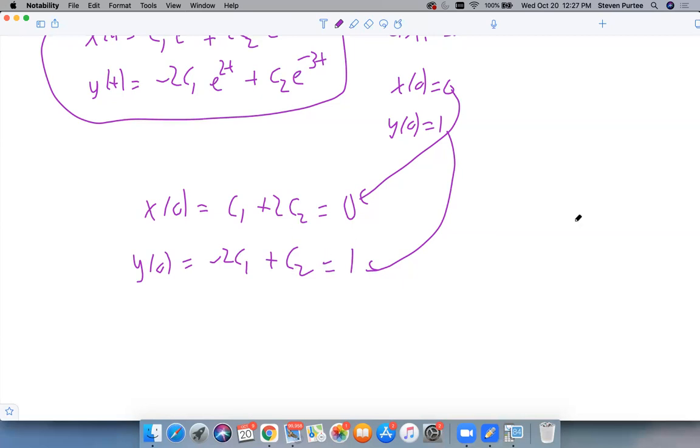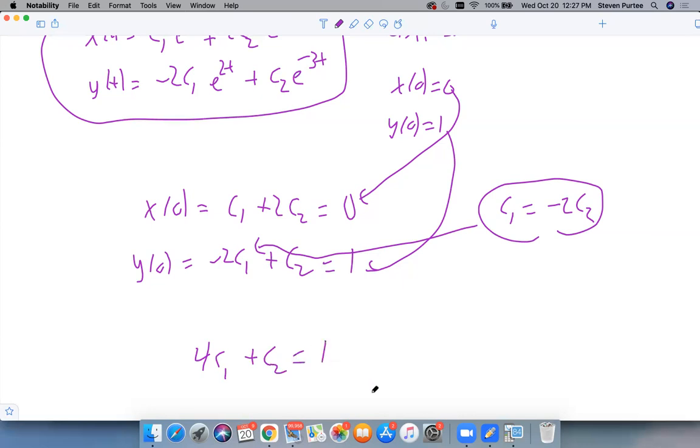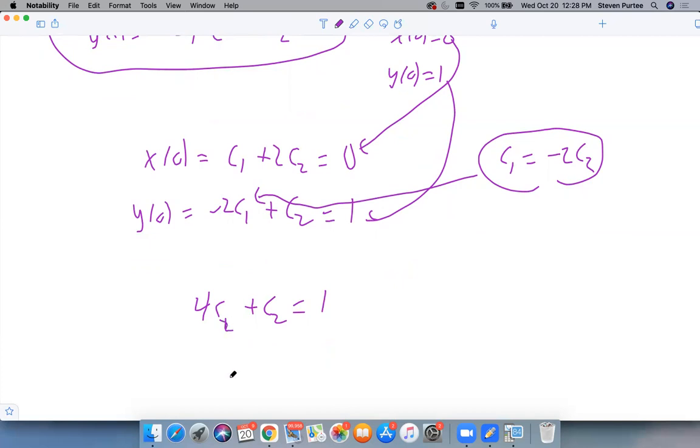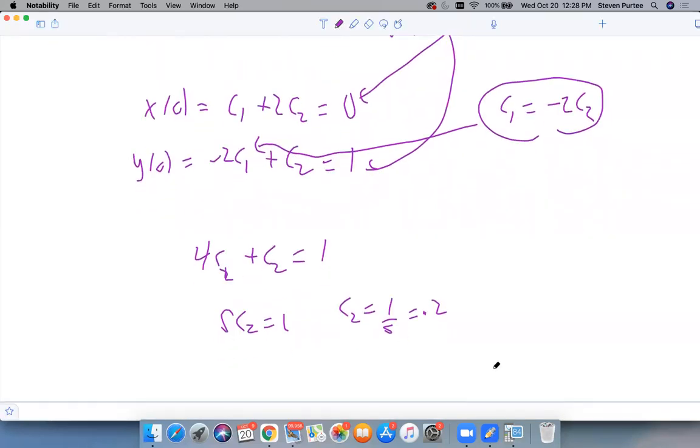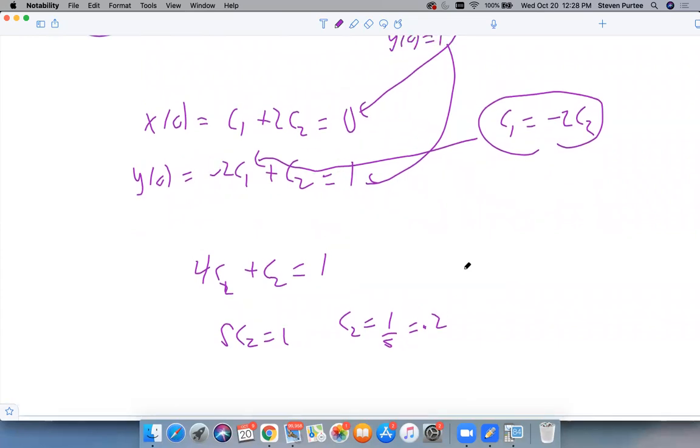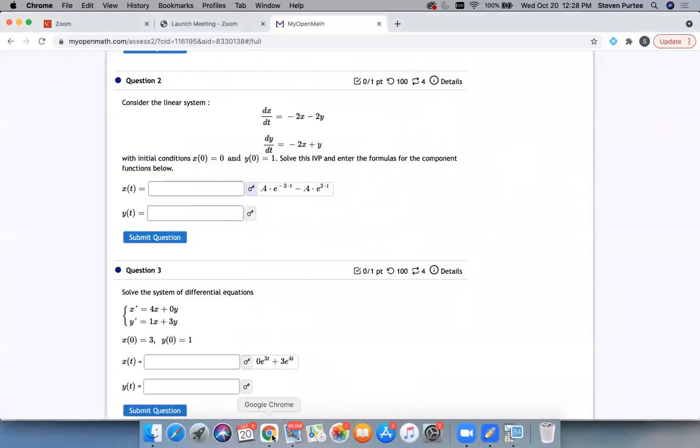I'm just going to go ahead and do the algebra here and say C1 is negative 2C2. Take that, plug it there. So that'd be what? 4C1 plus C2 equals 1. C2. Yeah. 5C2 equals 1. C2 is 1/5 or 0.2. Let's see if I got that right before I go. They got 0.4. I did something wrong. Oh, no, we're okay. We're okay. That's right.